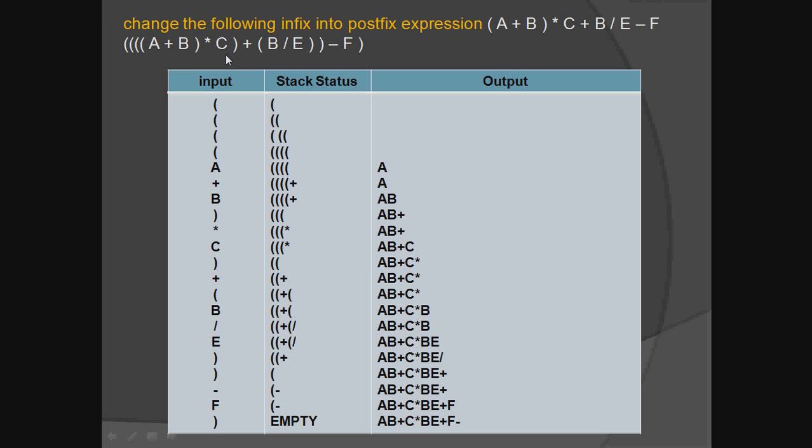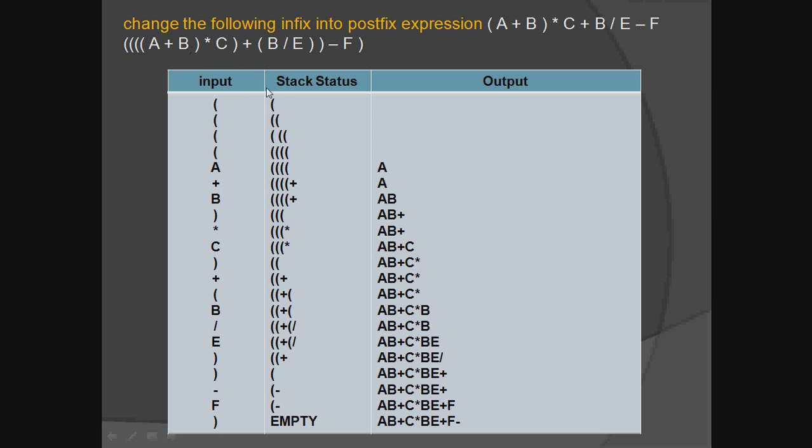Clear? And then after that, since division has higher priority over addition, b will be divided by e, so it will be done. Clear? And then the result of abc will be added with the result of b divided by e, so we have this parenthesis. So after that only, the result of this will be subtracted with f. So this way the parenthesis gives the order of execution.